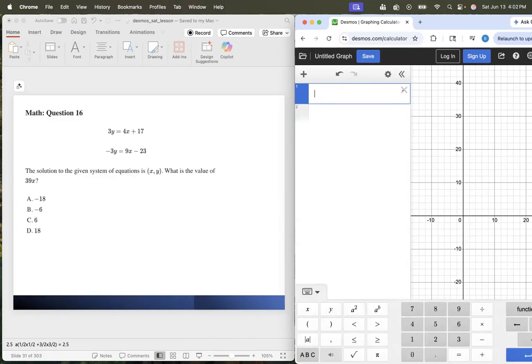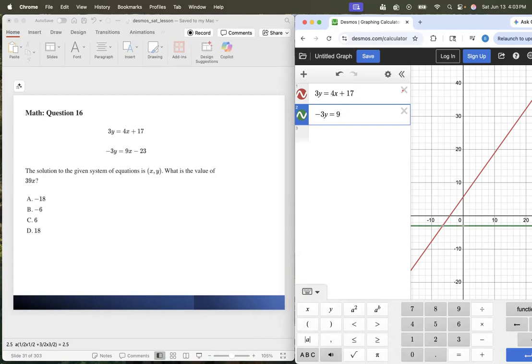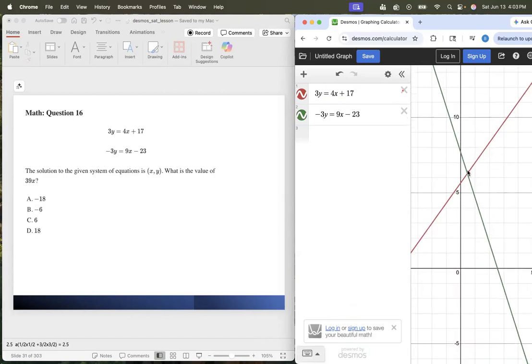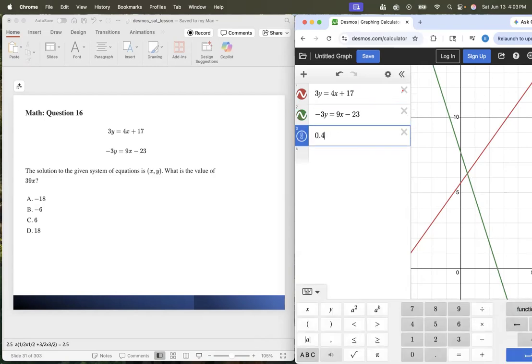So the given system of equations is xy. What's the value of 39x? This is good for Desmos. I'm going to put in 4x plus 17, and the next equation, minus 3y is equal to 9x minus 23. And they will intersect at a certain point. Our x value is 0.46. So I put 0.46, it gives you 17.98, and therefore this has to be 18. So the right answer is positive 18.